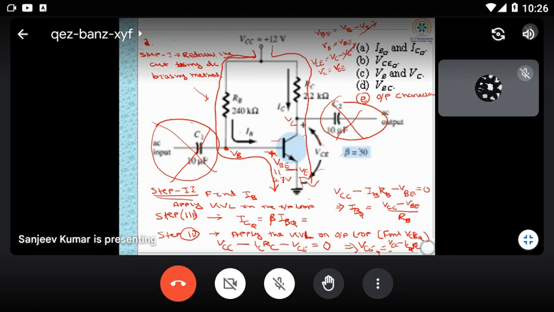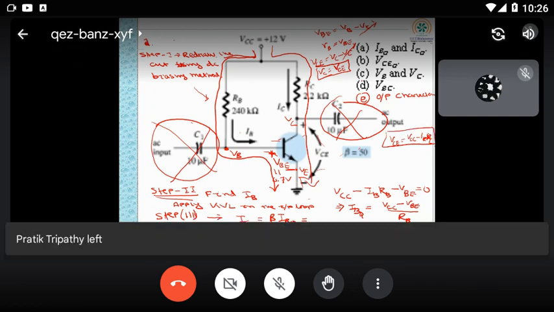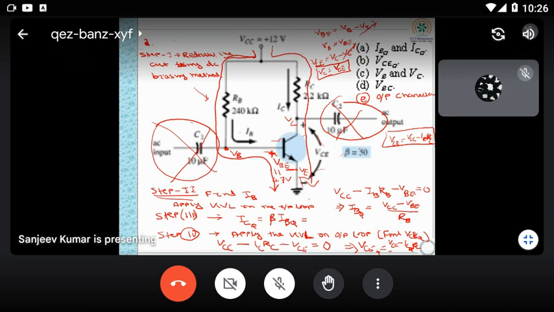And there is another approach also. VC you can also find out: VC already you got, VCC minus ICRC. Any method you follow, you'll get the same voltages. This is one method based upon this circuit, and you can also find it out this way. Then next is VBC. So VB you got, VC you got. So VBC is equal to VB minus VC.